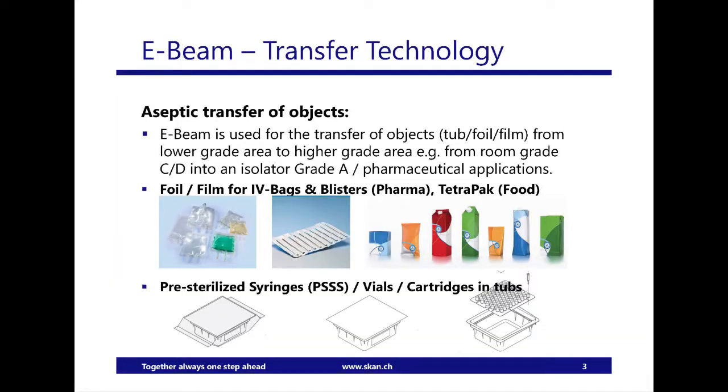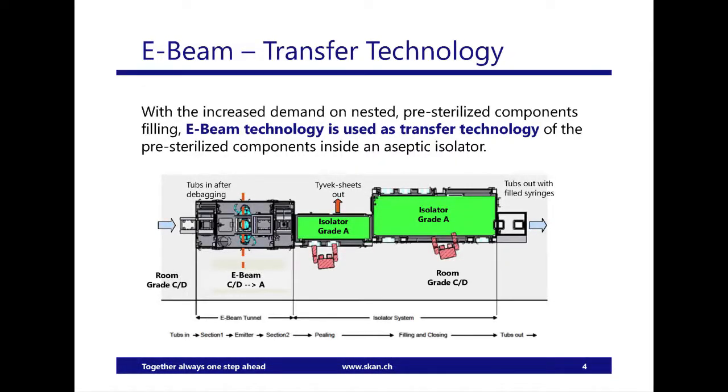Basically, e-beam is our transfer technology for pre-sterilized syringes and tubs. They are all decontaminated already in these white boxes with the Tyvek sheet, ethylene oxide sterilized inside and in the bag as well. Then we cut away the bag, and we need to introduce this tub into our isolator from a grade C room. So we transfer the tub through the e-beam emitters into the grade A area. You see we're changing zones from CD over C, then into grade B, A, and the fill grade. This is what we use the e-beam technology for.